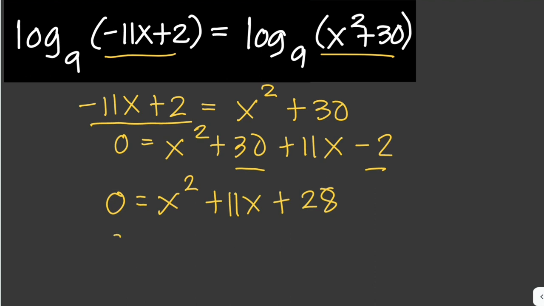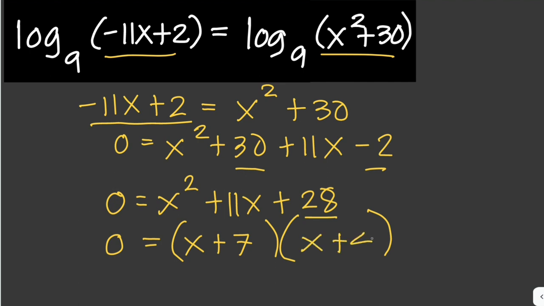Now we can factor this equation here. So we look for factors of 28 that when we multiply them, it would equal positive 28, and when we add them, it would equal positive 11. So that would be 7 and 4. Okay, you can always check using the FOIL method by multiplying the binomials.